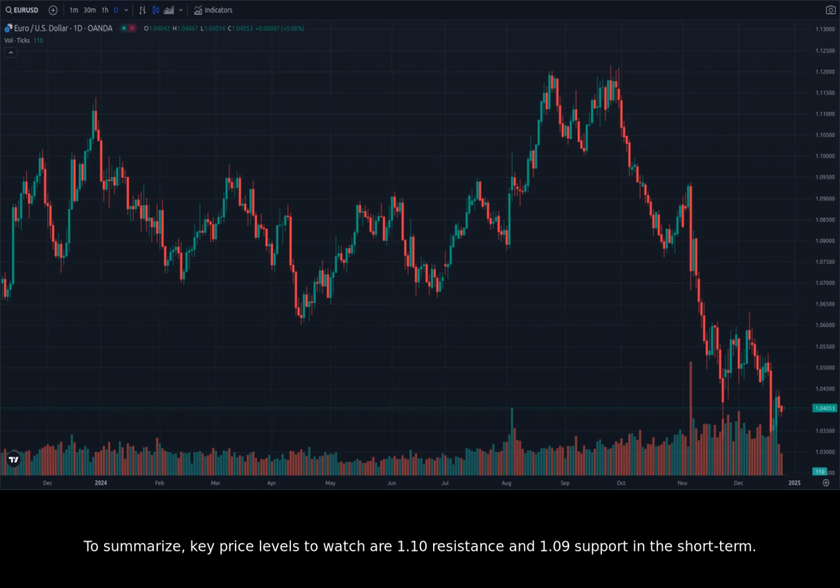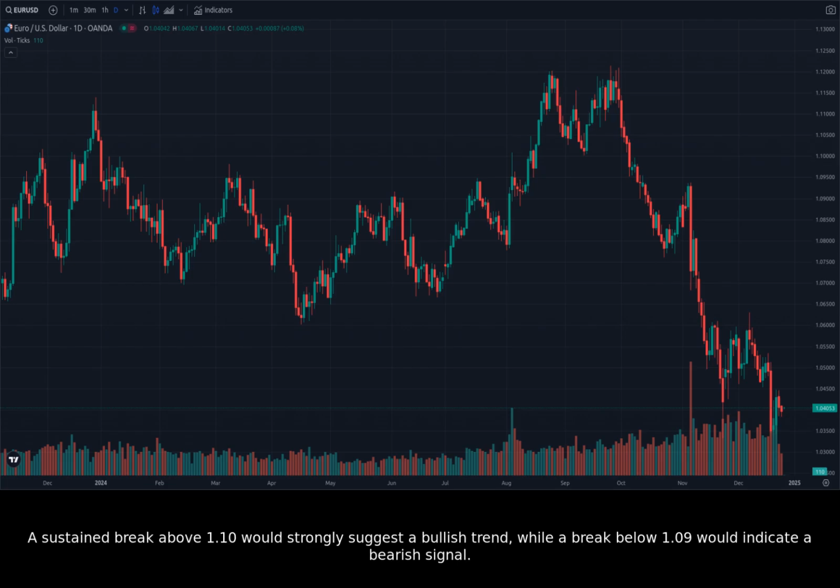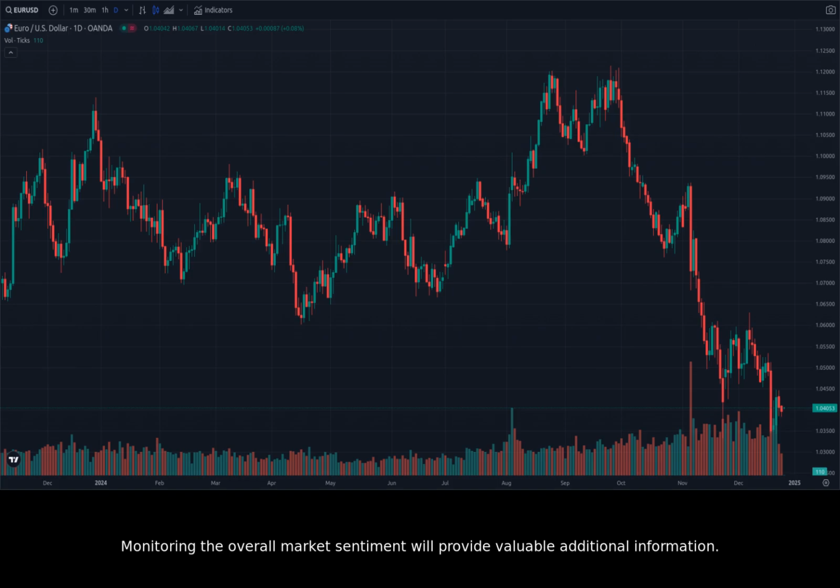To summarize, key price levels to watch are 1.10 resistance and 1.09 support in the short term. A sustained break above 1.10 would strongly suggest a bullish trend, while a break below 1.09 would indicate a bearish signal. Other things to look for include the reaction to major economic announcements, such as inflation data and interest rate decisions. Monitoring the overall market sentiment will provide valuable additional information.